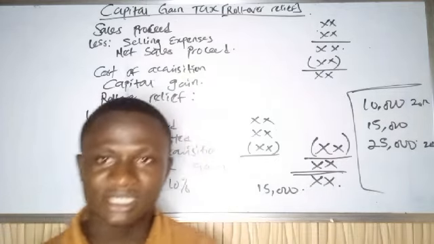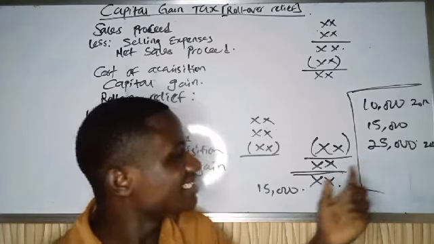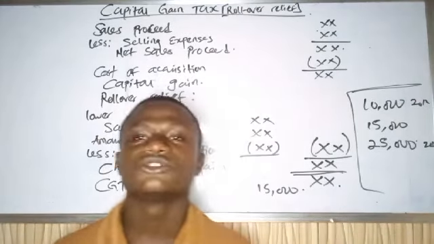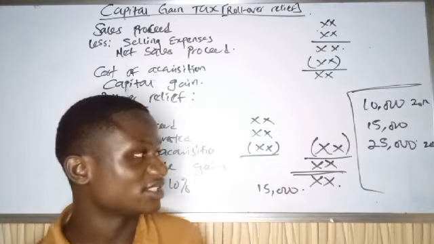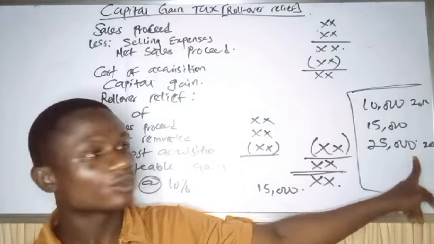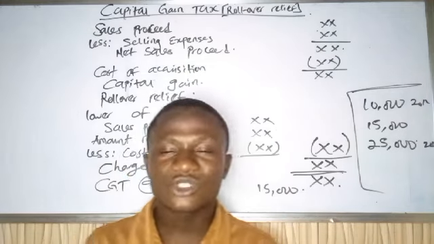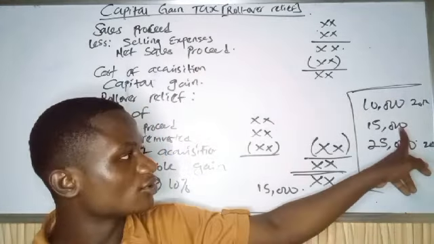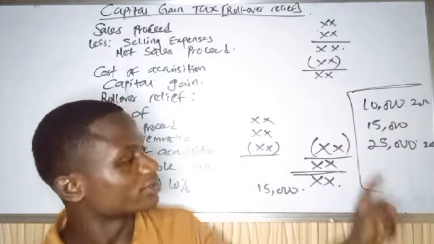Another thing that will give you a hint of the current market value of the new asset is the amount reinvested that I have here. So what do you mean by amount reinvested? Amount reinvested is the amount you bought the new asset for. I'm buying the new asset for 25,000 naira. So this 25,000 naira is also telling me that the current market value of this asset is 25,000 naira. Probably because this one is the old one, that is why I'm selling it for 15,000 naira. But now if you want to buy the new one, it's 25,000 naira.